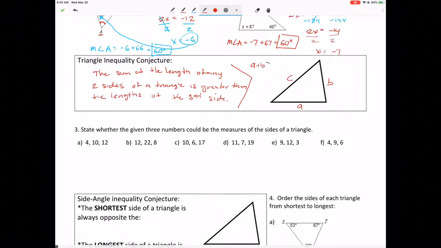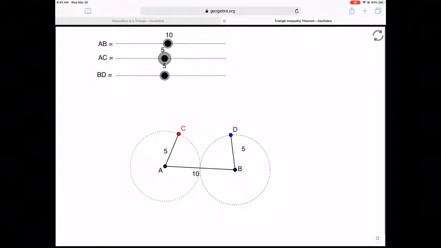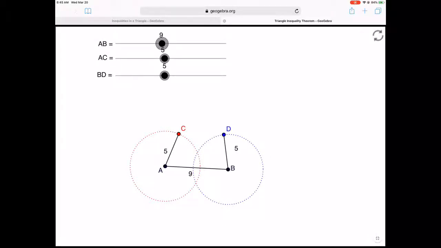For example, if I were to write this as an equation, we would need to guarantee that A plus B is greater than C, or A plus C is greater than B, and B plus C is greater than A. Let's go back and look at this. If we made that 9, we add the two smallest, 5 plus 5 gives us 10, which is greater than our other side.